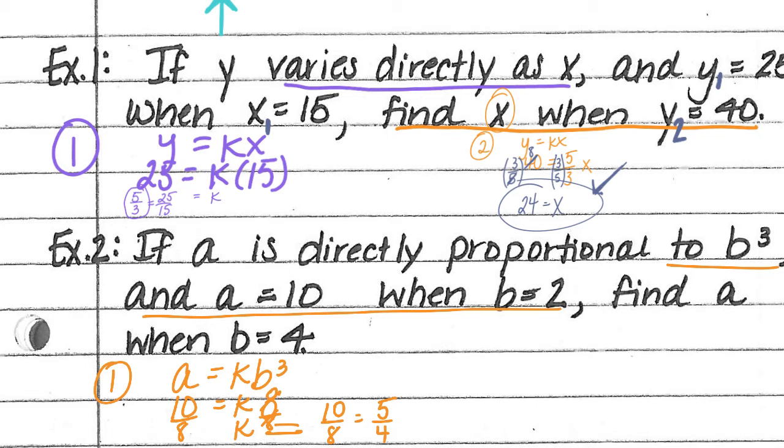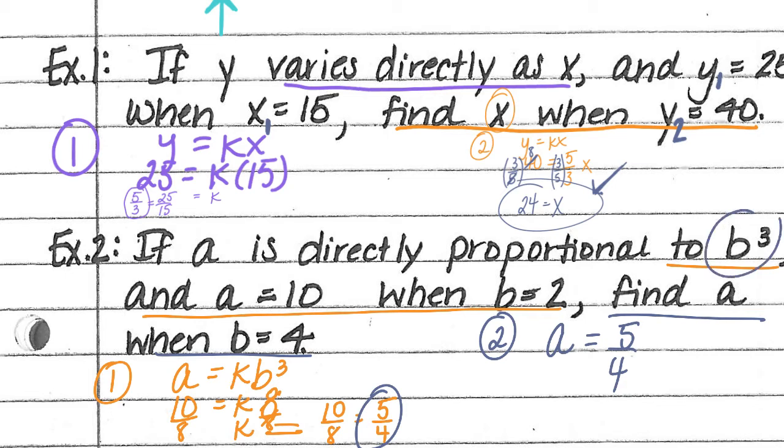And then it says, my second scenario, find a when b is 4. Second scenario, well, we're looking for a now. I know my constant of variation was 5/4. And b is 4, but don't forget I have to cube that. So 4 cubed would give me that. So one of these will cancel out with one of these. So we have 16 times 5, which ends up being 80.